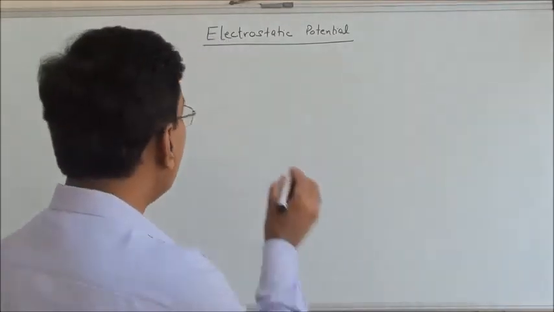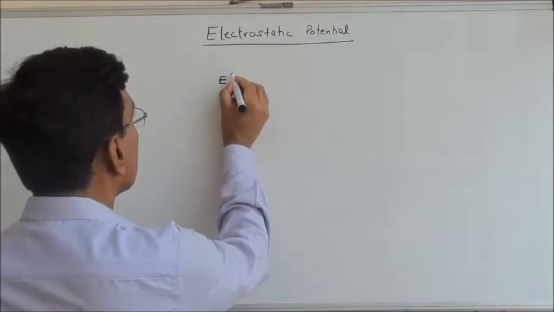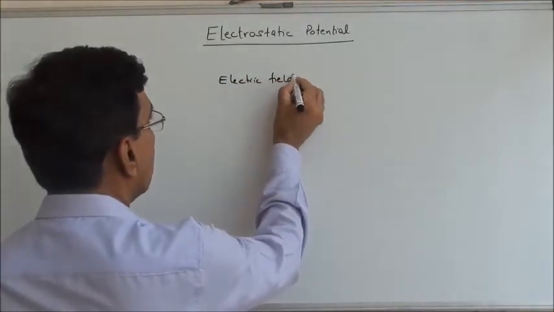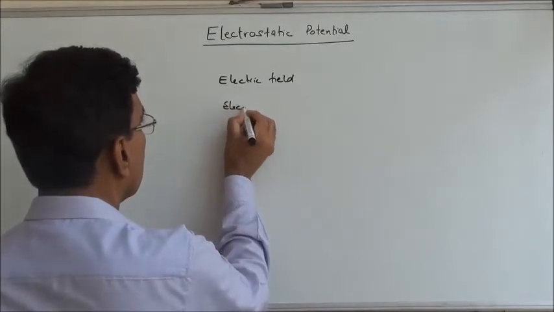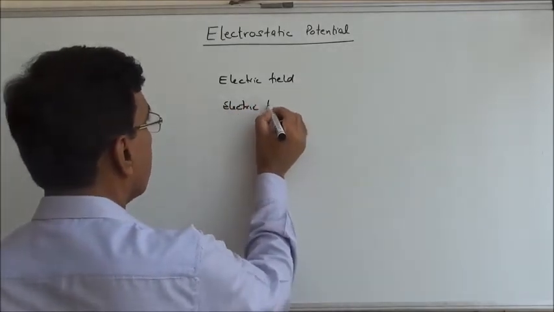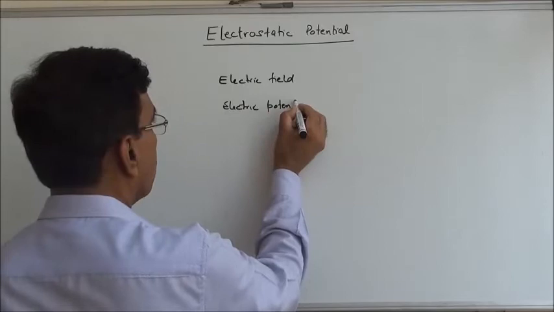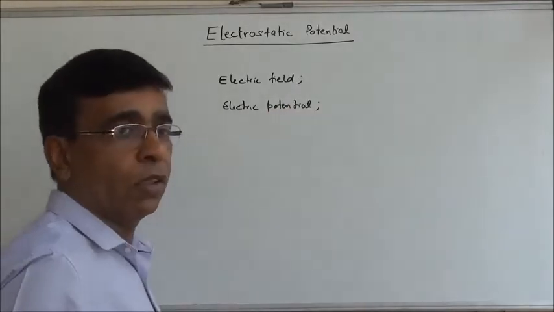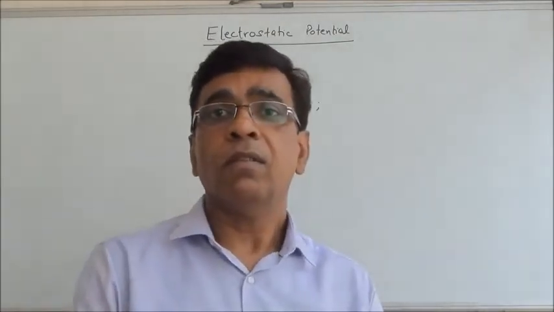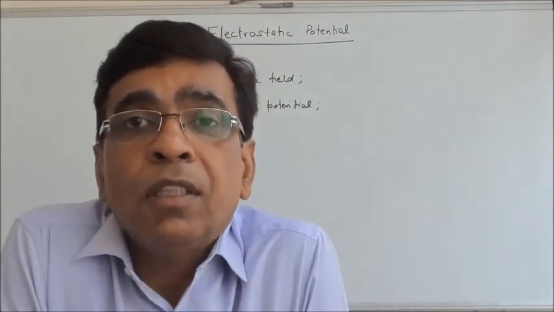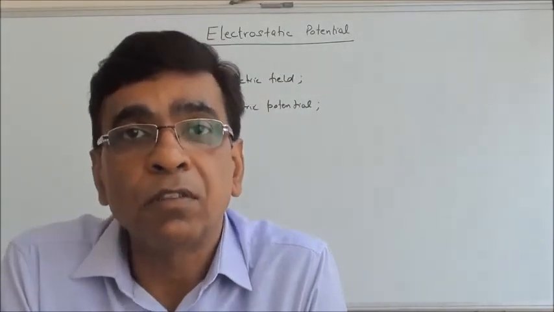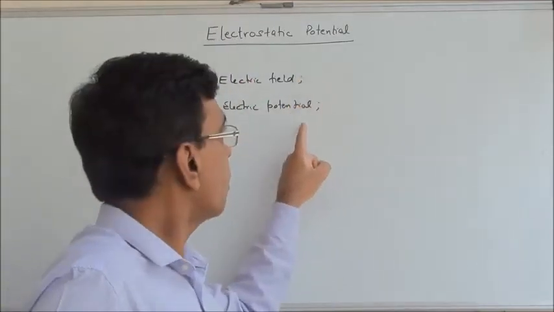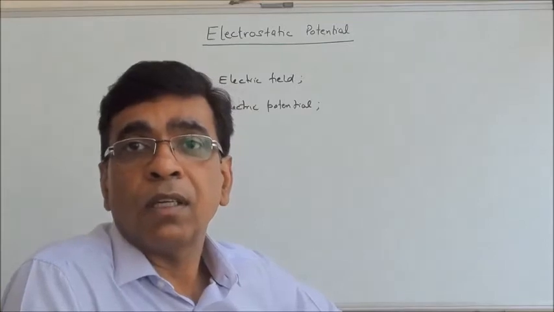So electric field and electric potential. These two quantities can describe a region in which the charged particles experience force. Electric field is a vector quantity, electric potential is a scalar quantity.